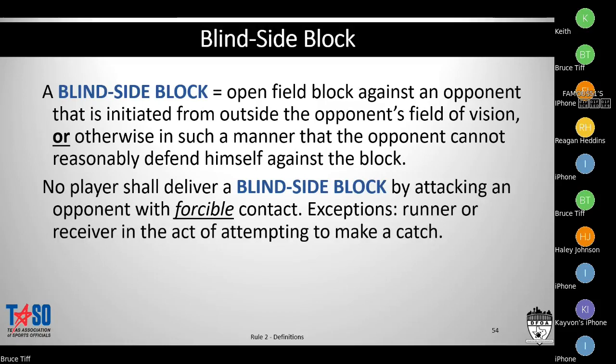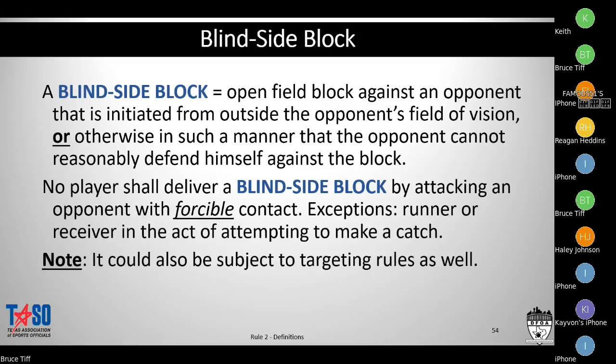Just note, this does not say that you cannot do a blindside block, but you can't do it forcibly and in an attacking fashion. So there are exceptions, obviously, the runner or the receiver in the act of attempting to make a catch. Typically, those are not things that we consider blindside block. Somebody trying to make a catch or make a tackle is not subject to this.